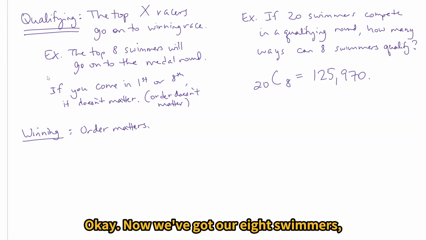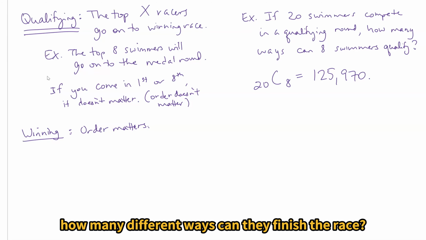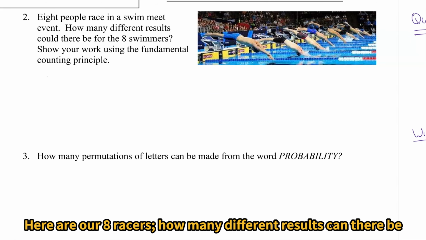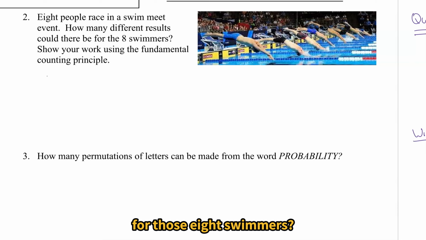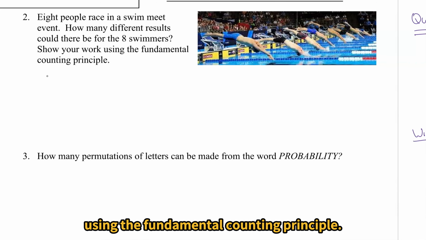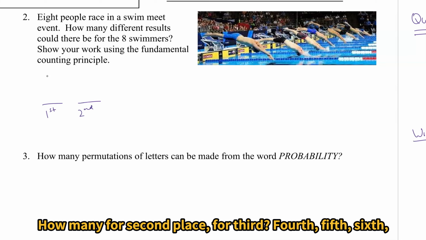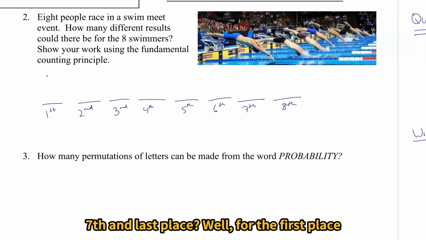Okay, now we've got our 8 swimmers. How many different ways can they finish the race? Here are our 8 racers. How many different results can they be for those 8 swimmers? We can show our work using the fundamental counting principle. So how many choices for first place? How many for second place? For 3rd, 4th, 5th, 6th, 7th, and last place?